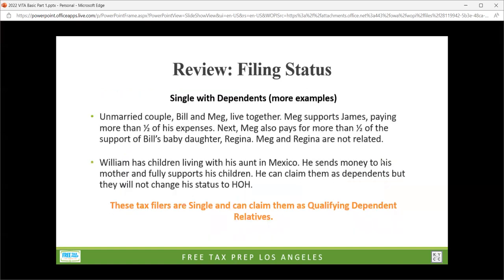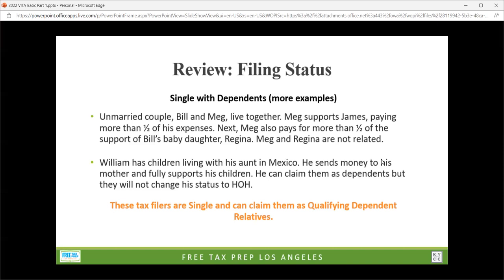Single with dependents. Unmarried couple, Bill and Meg. They live together. Meg supports James, paying more than half of his expenses. Next, Meg also pays for more than half of the support of Bill's baby daughter, Regina. Meg and Regina are not related. In this case, Meg cannot qualify as head of household. Why? Because they are not related. They're living together, and she has paid for more than half of the expenses of their support, but they are an unmarried couple.